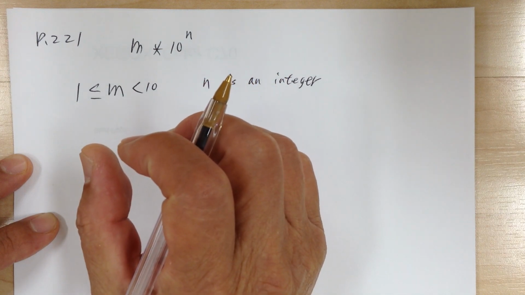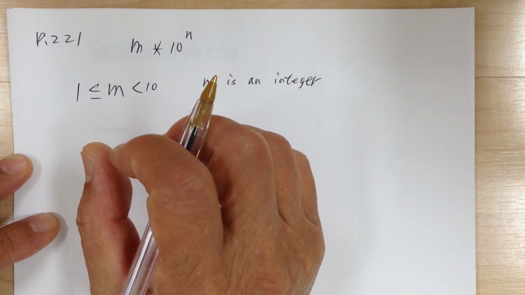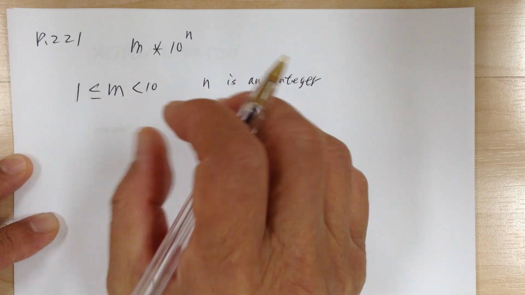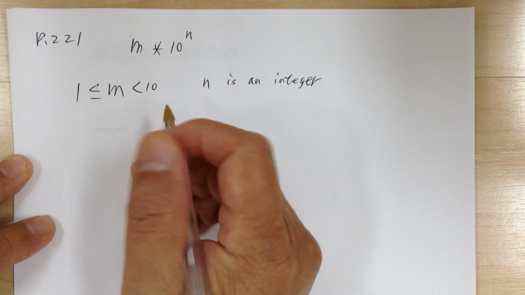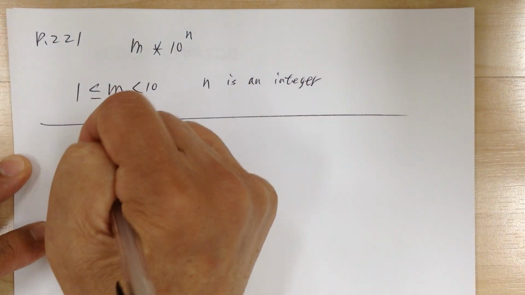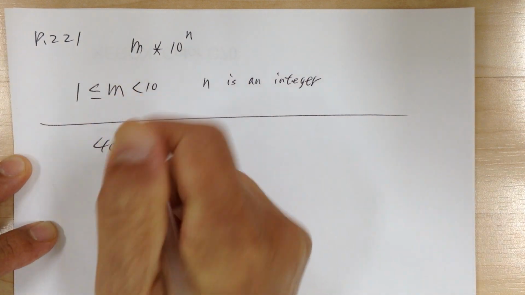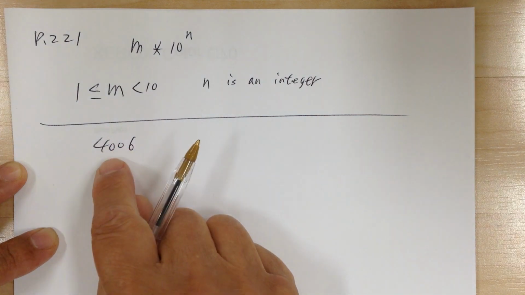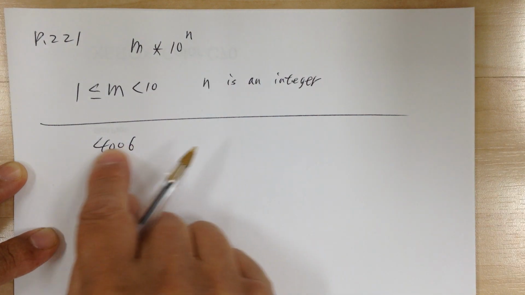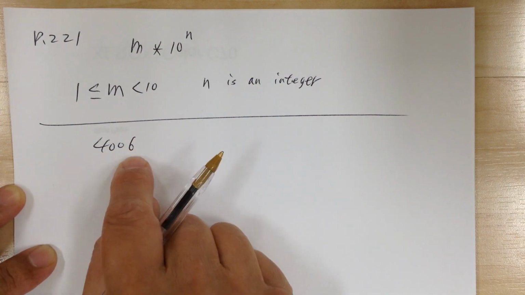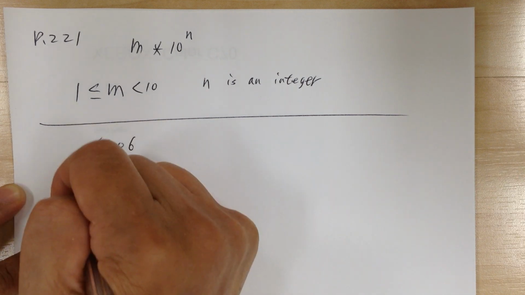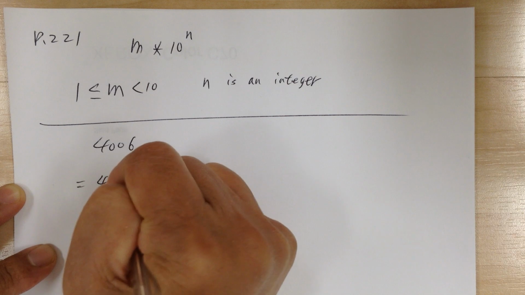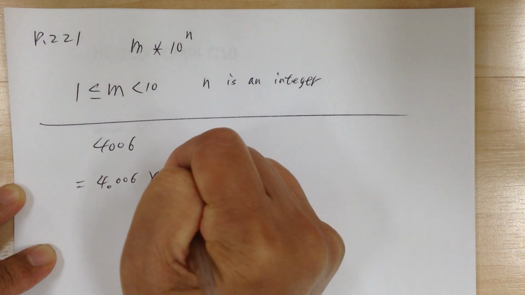And any non-zero digit, or any zero in a digit, is important. So let's look at some of the examples. If you have 4006, okay, if you write it in scientific notation, there are 4 significant digits, meaning there are 4 digits that are important. So when you write this in scientific notation, it becomes 4.006 times 10 to the 3.